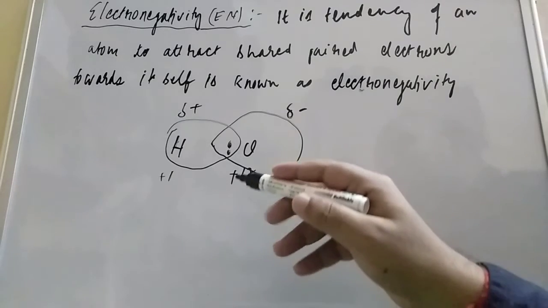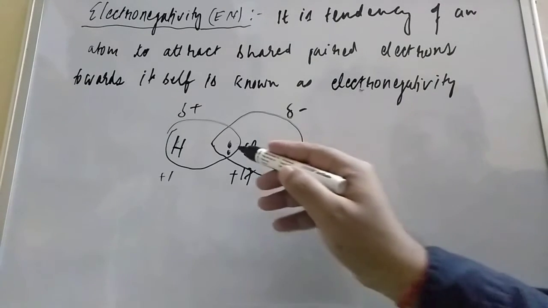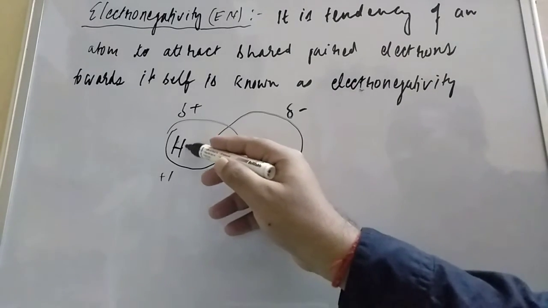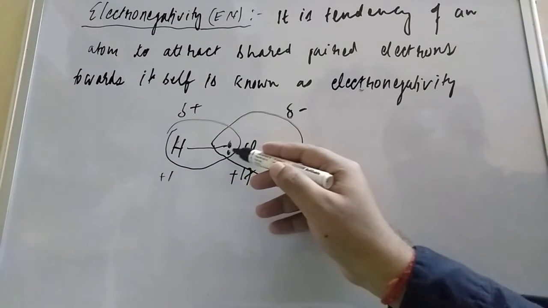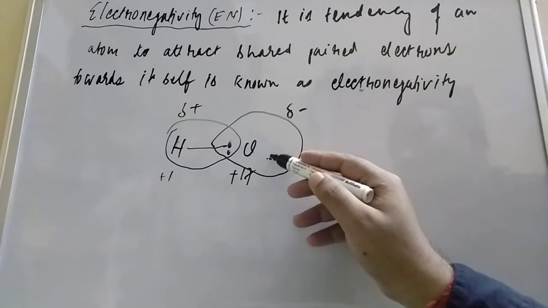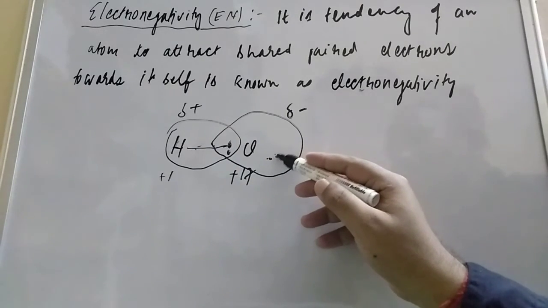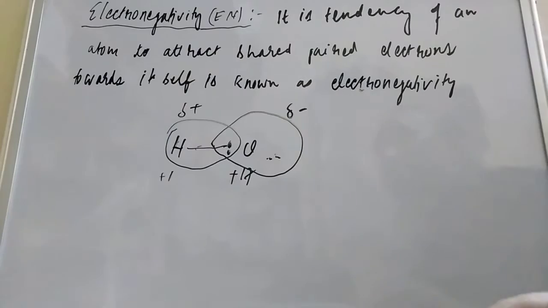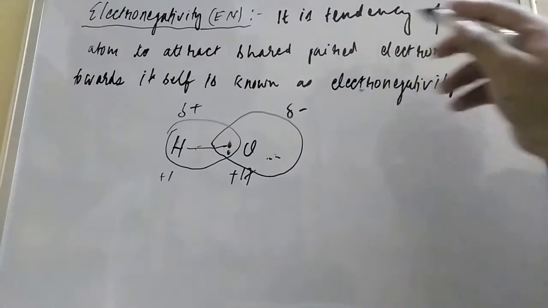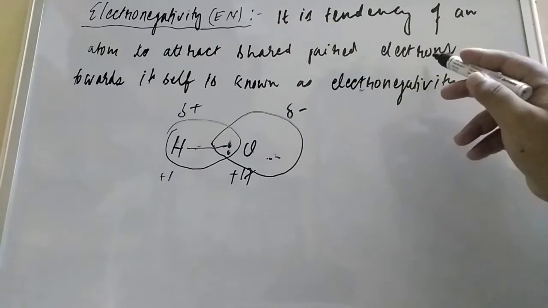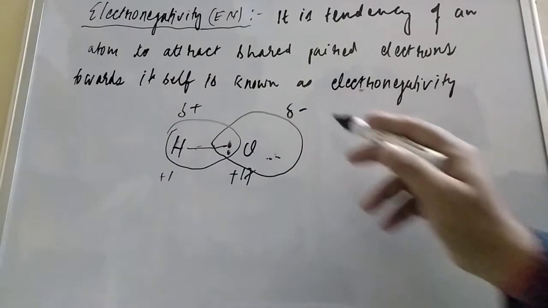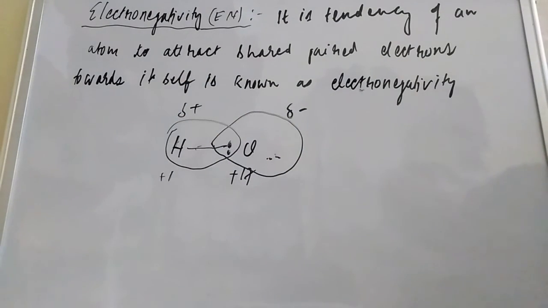And what is happening in this process, friend? You can see that the lone pair of electrons in the covalent bond is attracted towards the electronegative atom, and this tendency to attract the pair of electrons towards the electronegative atom is known as electronegativity. So it is the tendency of an atom to attract the shared paired electrons towards itself.